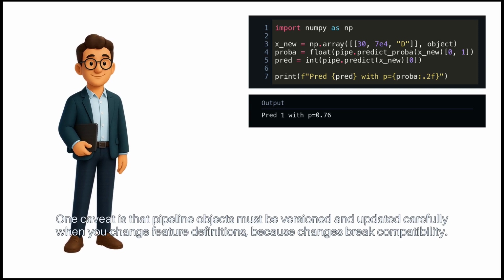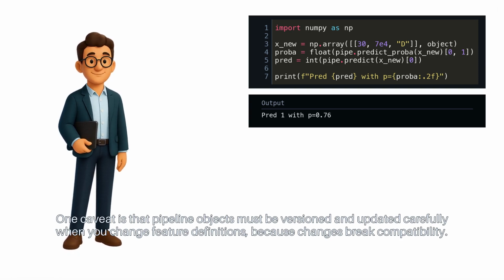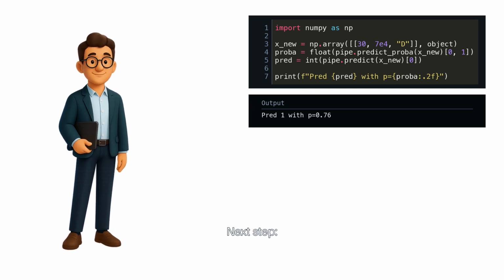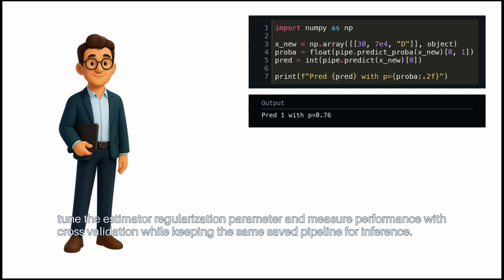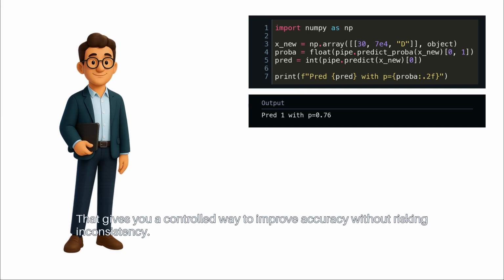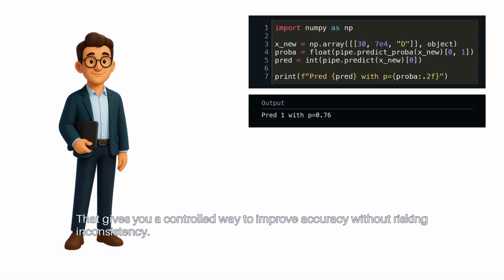One caveat is that pipeline objects must be versioned and updated carefully when you change feature definitions, because changes break compatibility. Next step, tune the estimator regularization parameter and measure performance with cross-validation while keeping the same saved pipeline for inference. That gives you a controlled way to improve accuracy without risking inconsistency.